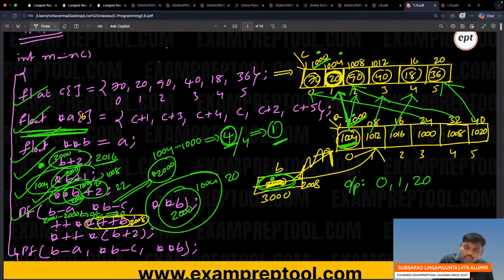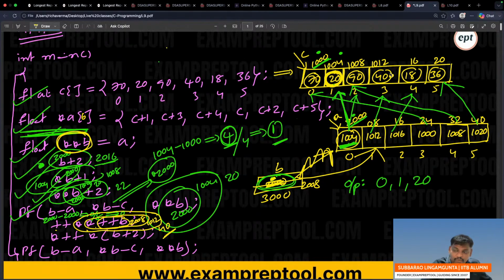Afterwards, star 2008: the value inside 2008 is 1012. Again star: the value at 1012 is 40. Remember everyone, B is a double pointer. Already 2 stars are over, so you will get the data. Previously I was here, and because of 2 stars, finally I am at 40.